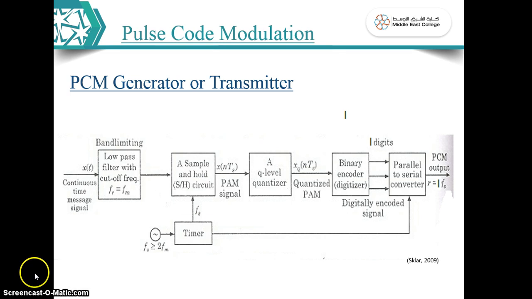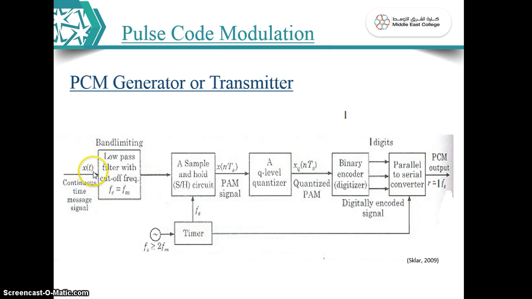This is the practical block diagram for a PCM, or pulse code modulation, generator. Now I'll explain what the blocks in a PCM transmitter are. The first block is a low pass filter with a cutoff frequency FM. You know what a low pass filter is? It will pass all the frequencies up to the cutoff frequency. Above the cutoff frequency it will not pass.